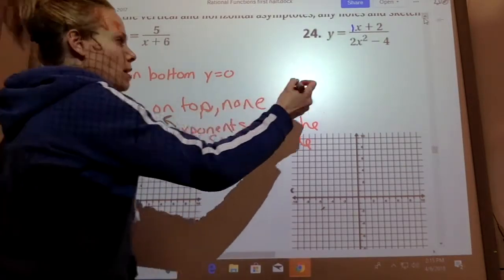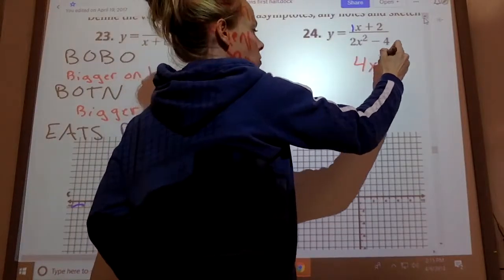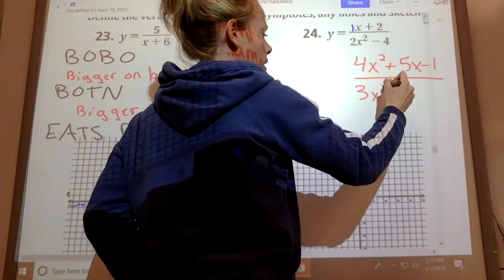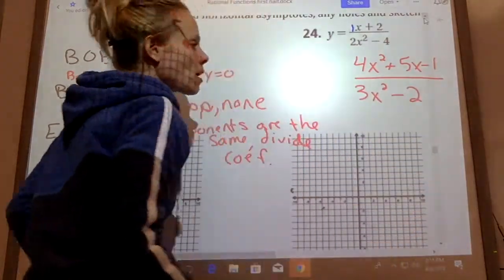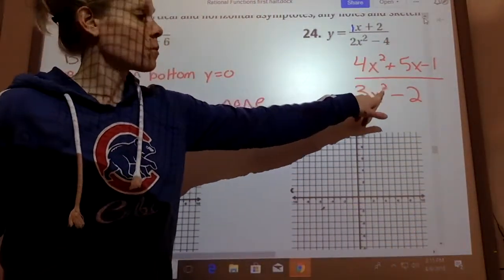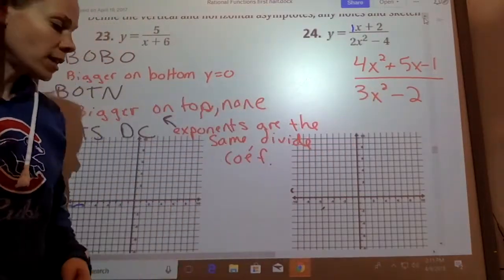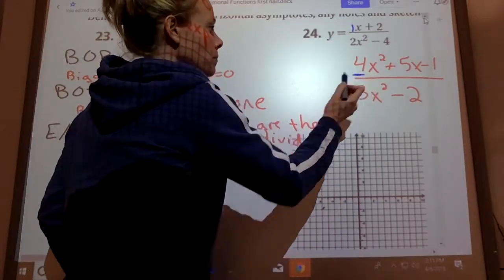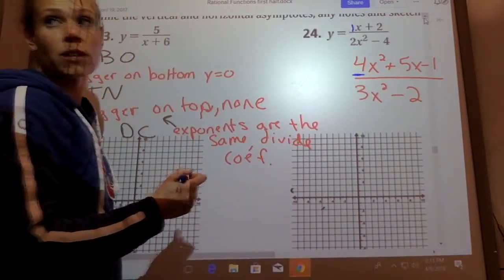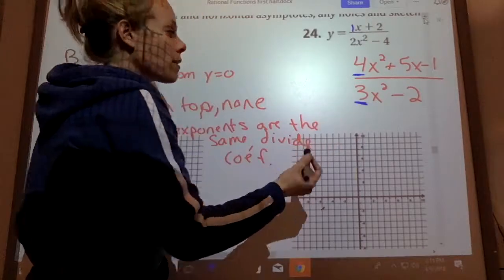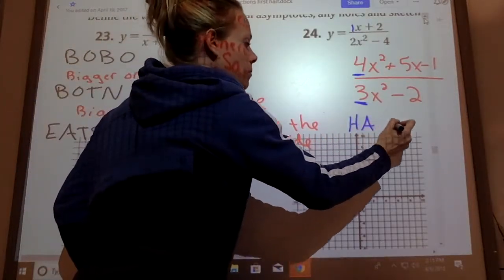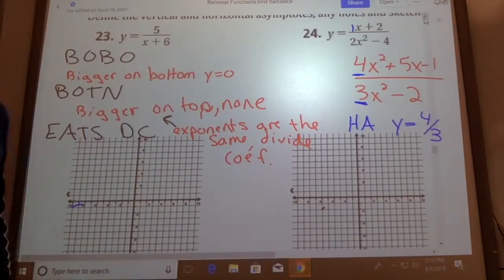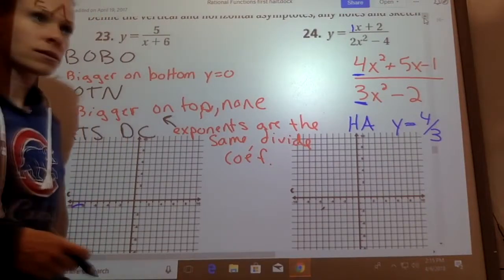Okay. So example, if I had 4x squared plus 5x minus 1 over 3x squared minus 2. See how my degrees are the same? They're both 2. So my leading coefficient on top is what? 4. My leading coefficient on the bottom is 3. Therefore, my horizontal asymptote would be 4/3. You just divide the leading coefficients.